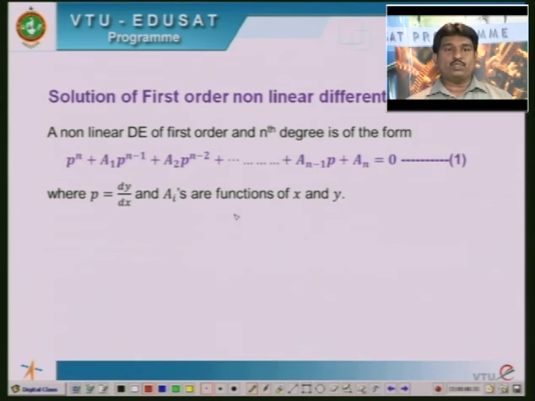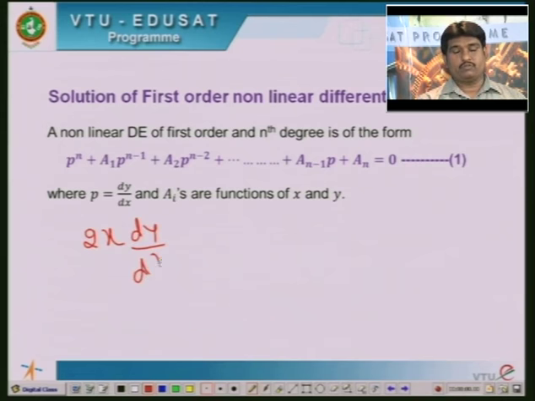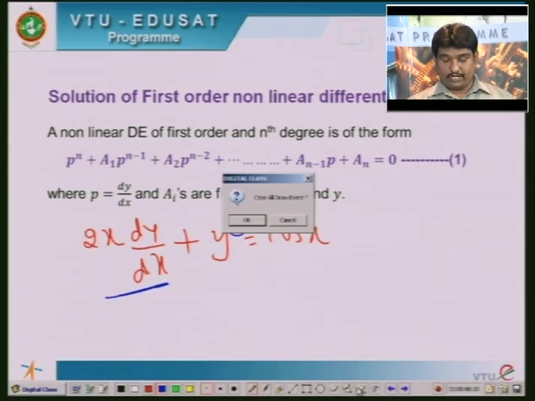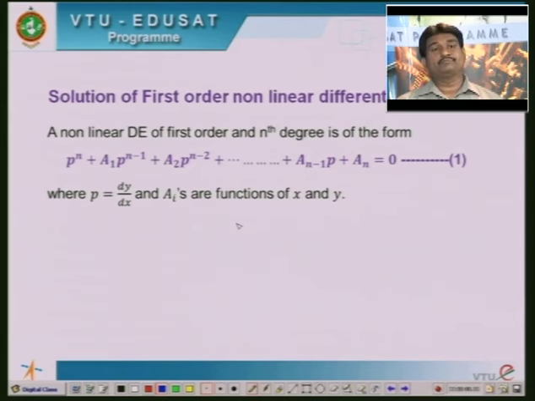I'll give you examples of linear and non-linear equations. If I write 2x into dy by dx plus y square equals cos x, then this is a non-linear differential equation because of this power y square. This product can exist because it's a product of independent variable and derivative. Only because of this power, this differential equation is non-linear.